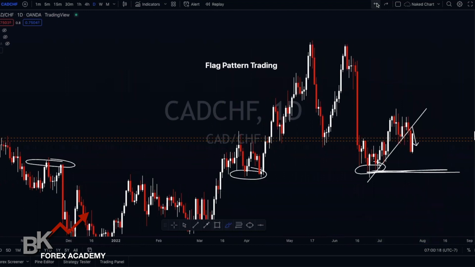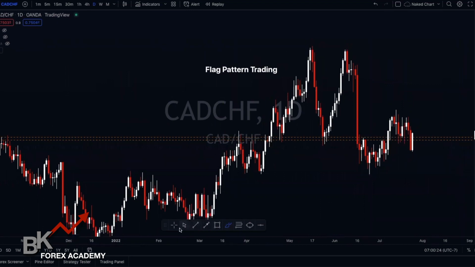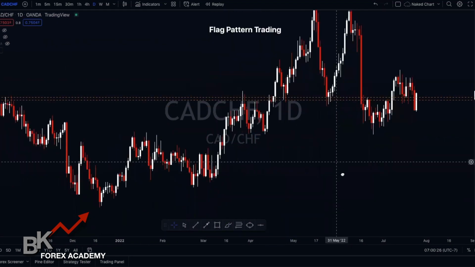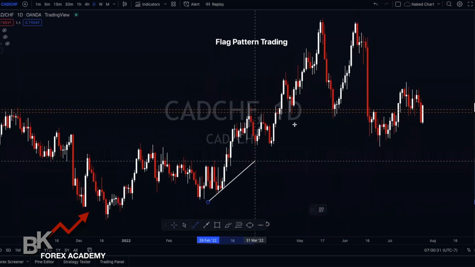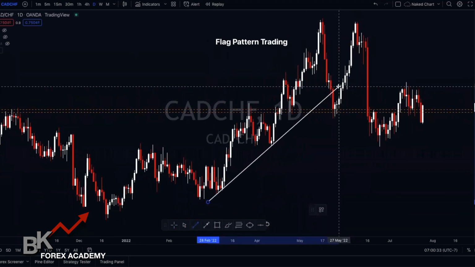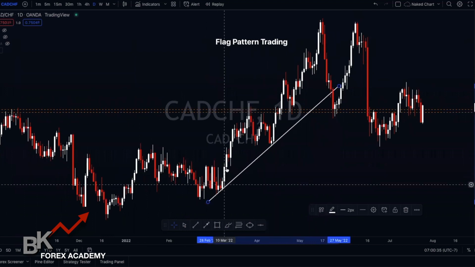So that is an example of a bearish flag pattern. Now let me show you an example of a bullish flag pattern, which is the same concept, and we're just going to go ahead and reverse on the chart. So let's say right here, you're basically going to identify an uptrend, and you're going to find where you had a strong move upward.